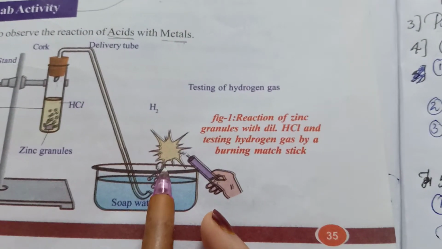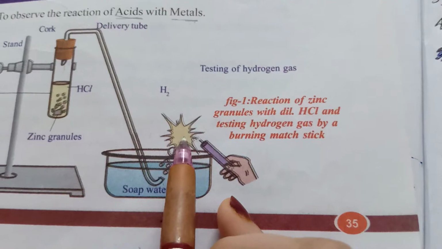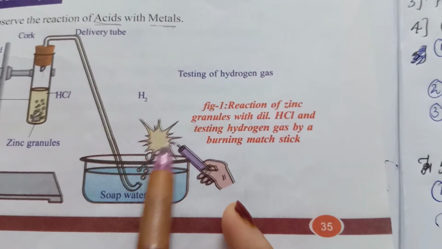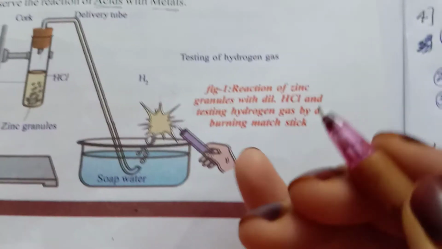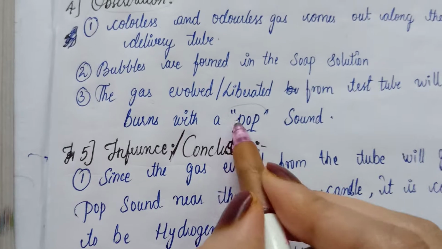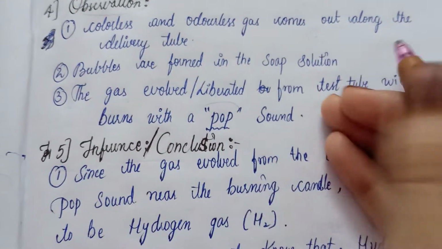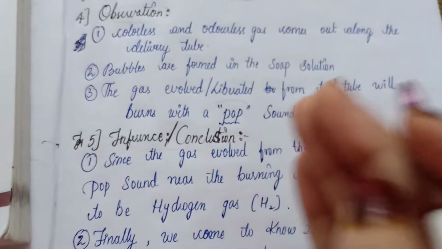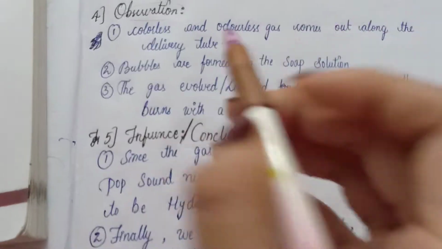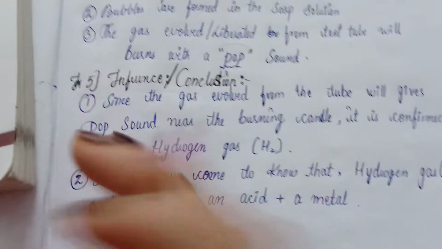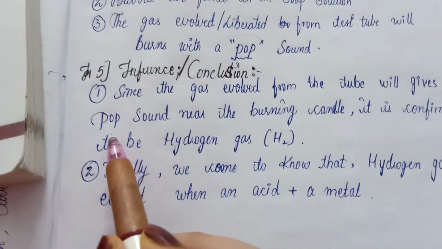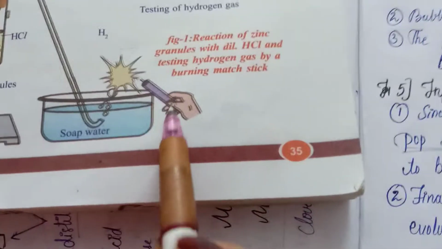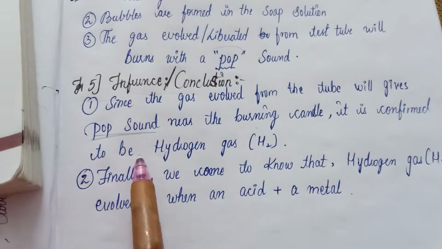That gas will stop the candle from burning. The fire will go out by creating some sort of sound. What is that sound? A pop sound. The gas liberated from the test tube will burn with a pop sound. So this is our observation. Then what have you concluded from this experiment? Since the gas evolved from the test tube gives a pop sound near the burning candle, it is confirmed to be hydrogen gas.